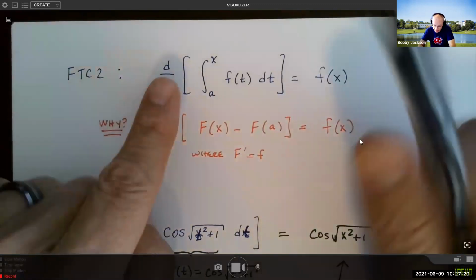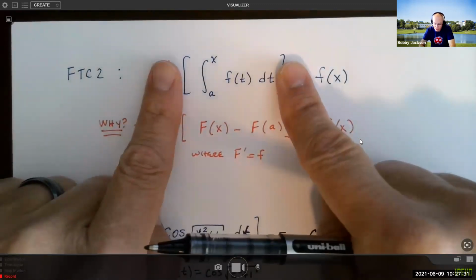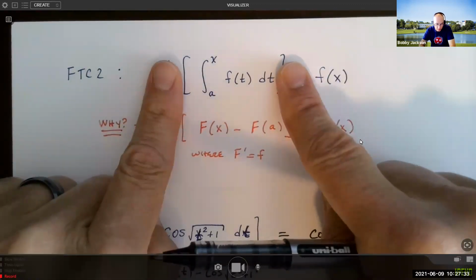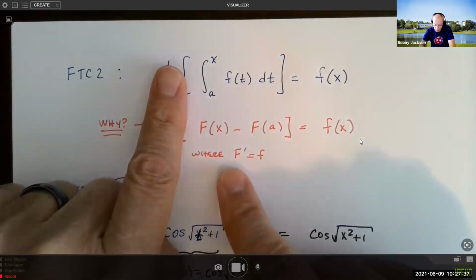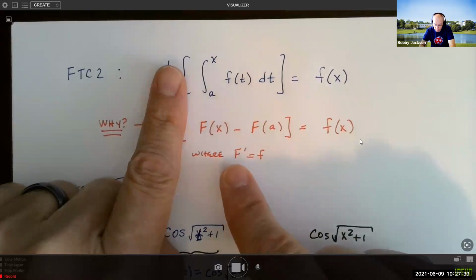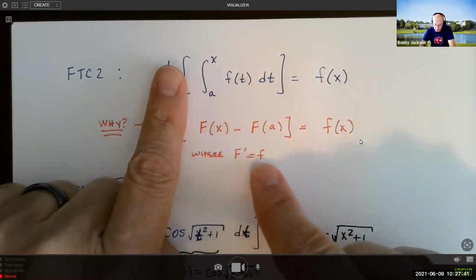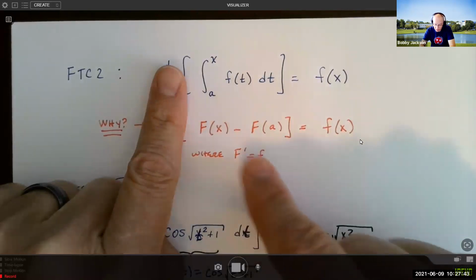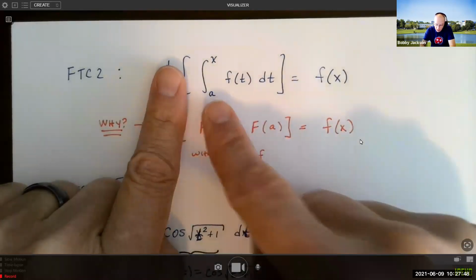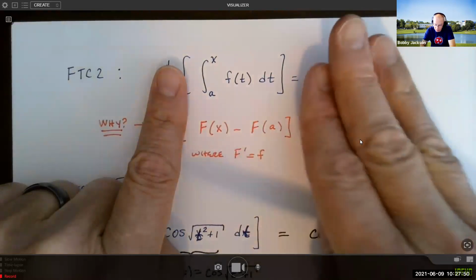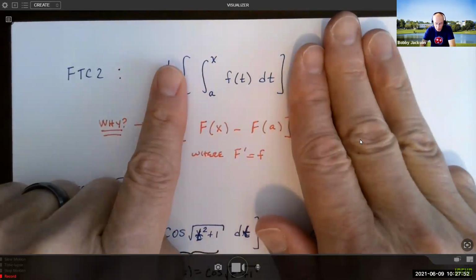So if I actually evaluate this with the fundamental theorem of calculus part 1, what would I do? I would take the antiderivative. So I'm calling capital F the antiderivative, right? Capital F prime is little f, so the derivative of big F is little f. So we evaluate the antiderivative at what? At the upper limit x, and then minus the lower limit a. So that's what we have when we see that.